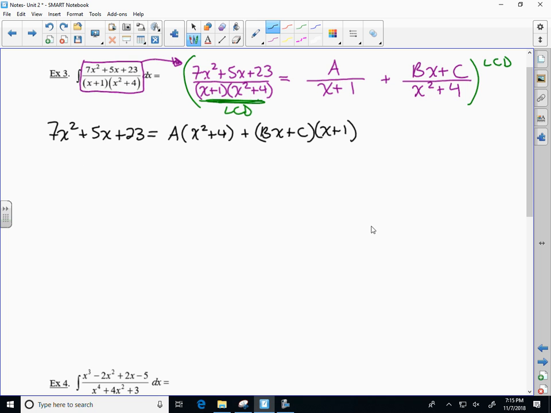Once you get to that step, it's a matter of using your distributive property, ax squared plus 4a, plus a little foiling on this one. Not ideal, but we'll live with it.